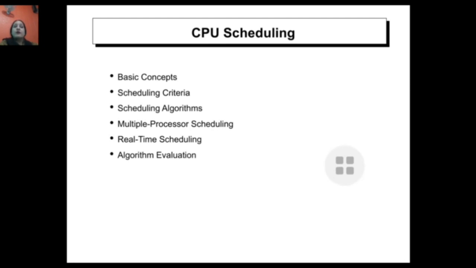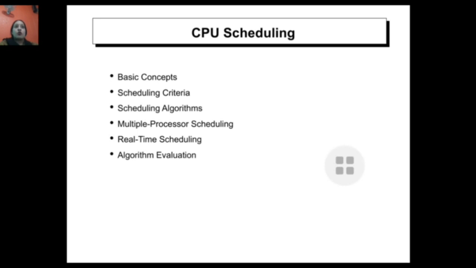Now there are many CPU scheduling criteria. First one is CPU utilization. Our main motive is to maximize the CPU utilization rate in the computer system. This is the first step of the scheduling criteria. It means we have to maximize the CPU utilization rate, and it may range from 0 to 100%.